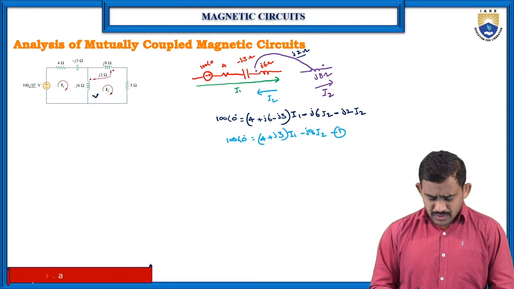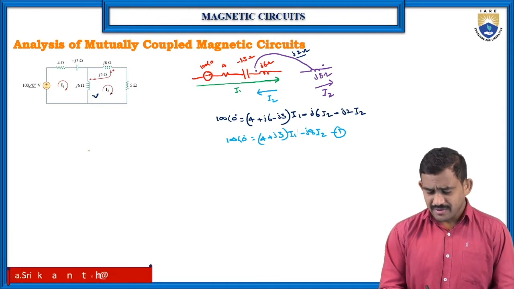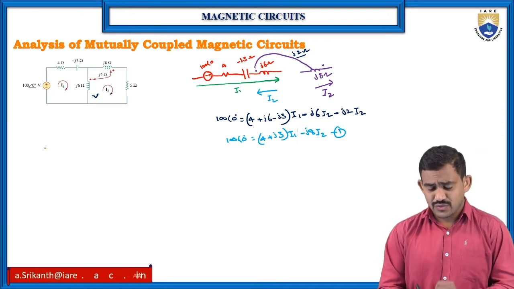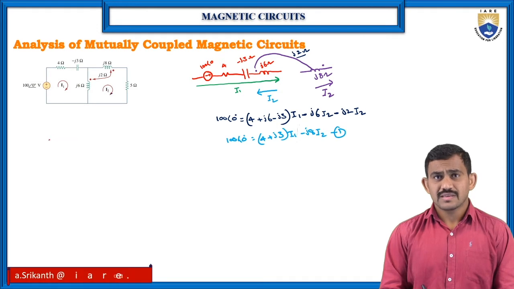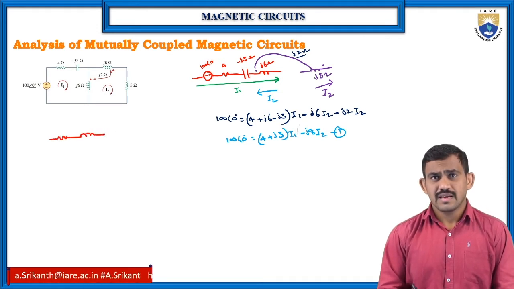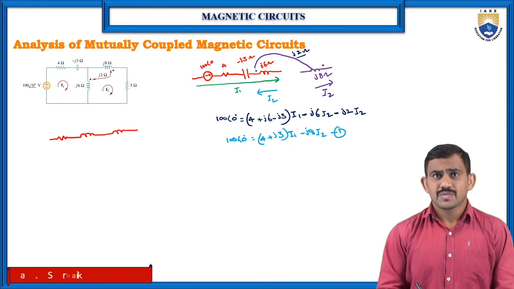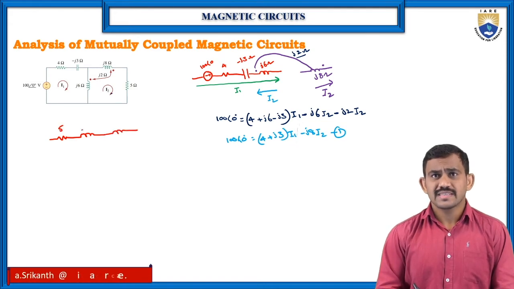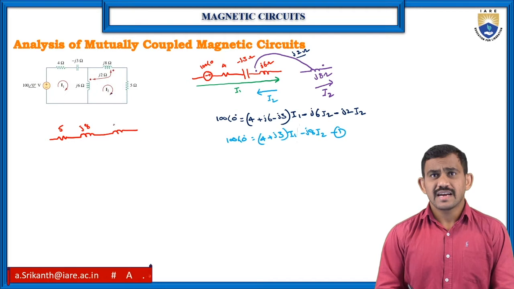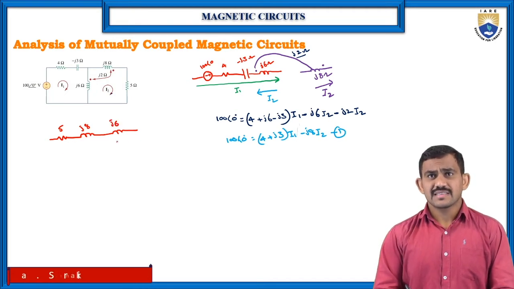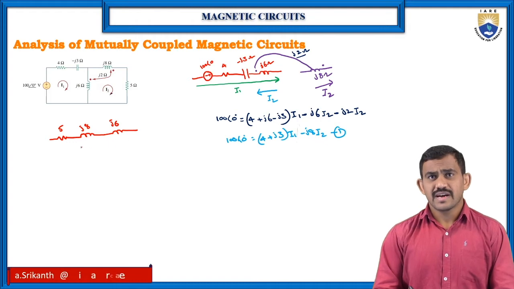Coming to loop 2, we again write the values. We have one resistor, one inductor, and one more inductor. So this is 5, J8 and J6. So the direction is 5.